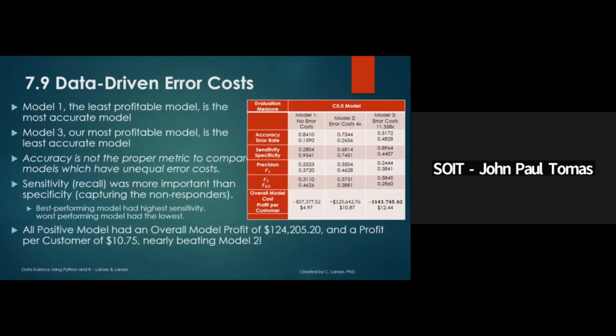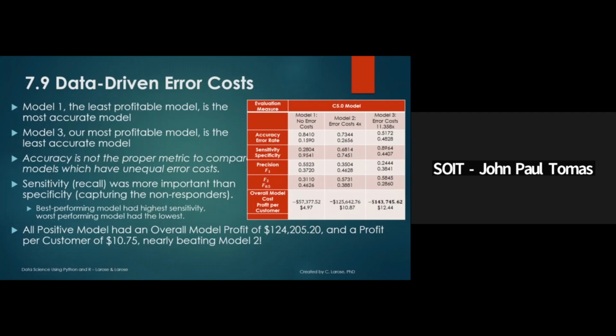Now, taking time to evaluate the different models, as you can see there, Model 1 has no error costs because we have not applied the error cost yet. For Model 2, there is an error cost adjusted 4 times and then 4, okay, and then Model 3 has an error cost adjusted into 11.358. So, as you can see, in evaluating the models 1 to 3, the best performing model result is in bold. So that would be Model 3.